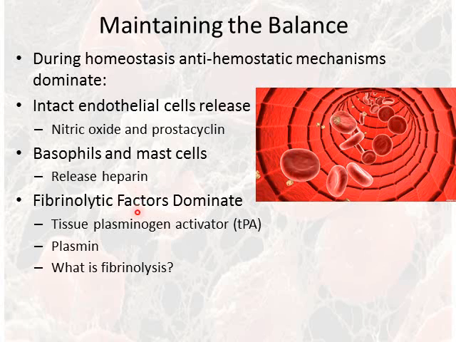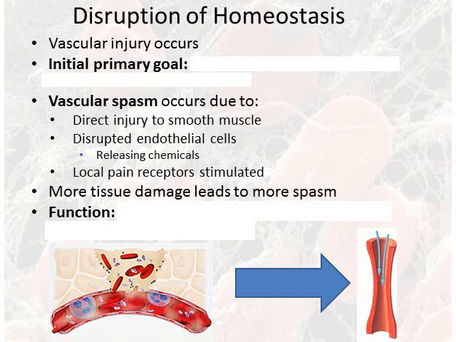And then we also have fibrinolytic factors. And what this means is things that break up blood clots. Tissue plasminogen activator, we're going to talk about that more, and plasmin. So fibrinolysis is breaking up a blood clot. So all this is happening when we don't have any bleeding going on, when we don't want to clot our blood. Then the problem comes in when we have a bleed.